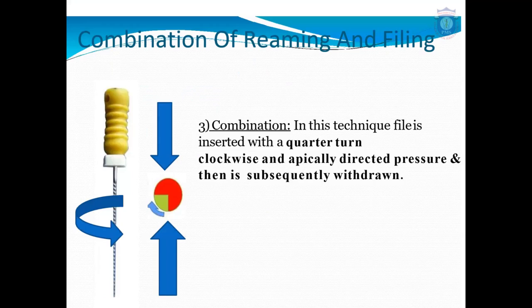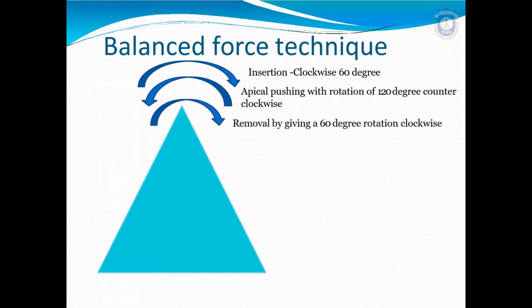The combination of reaming and filing. In this technique, the file is inserted with a quarter turn, clockwise rotated, and apically directed pressure, and then is subsequently withdrawn. The balanced force technique was introduced by Roane and Sabala, in which a file is inserted with a clockwise 60-degree rotation, as denoted in the diagram, apical pushing with a 120-degree counterclockwise rotation, and removal by giving a 60-degree clockwise rotation.